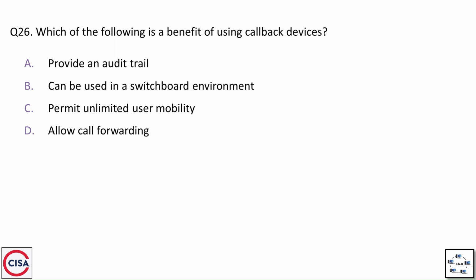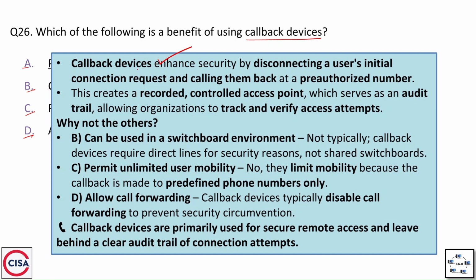Question number 26. Which of the following is a benefit of using callback devices? Option A, provide an audit trail. Option B, can be used in a switchboard environment. Option C, permit unlimited user mobility. And option D, allow call forwarding. And the correct option is option A, provide an audit trail.